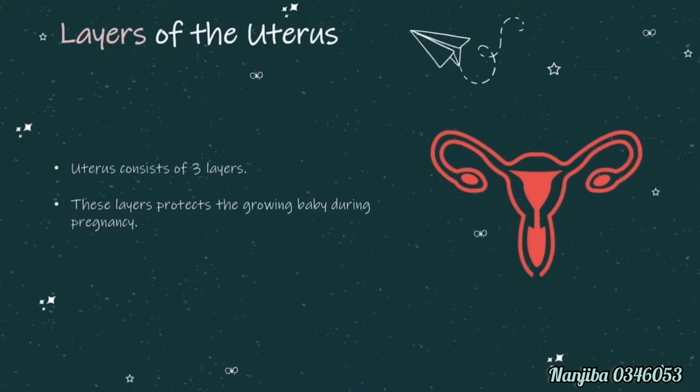Myometrium is the middle layer of the uterine wall and it consists of smooth muscle cells, myocytes, and vascular tissue, and its main function is to induce uterine contraction. Perimetrium is the outer serous layer of the uterus which is made up of smooth muscle, and its main work is to secrete a lubricating fluid that helps to reduce friction and also covers some of the pelvic organs.